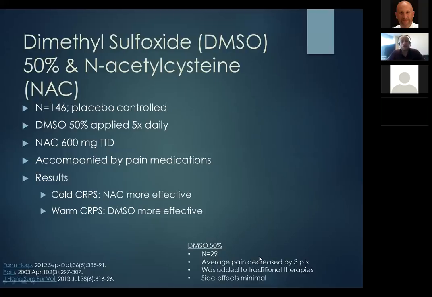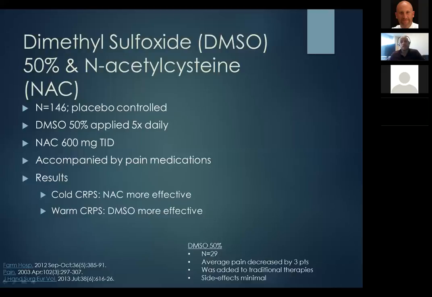What they found is that there was an average pain decrease of 3 points. Now, patients were also on alternative therapies outside of the DMSO, so it's not necessarily to be used as an individual therapy or first line by itself. However, when added to other therapies like gabapentin, it has been shown to significantly reduce the pain.